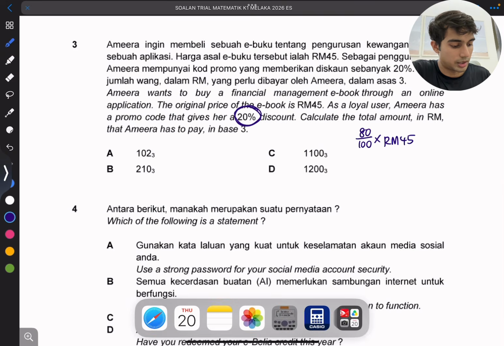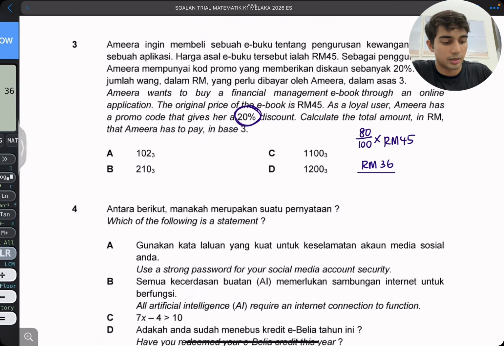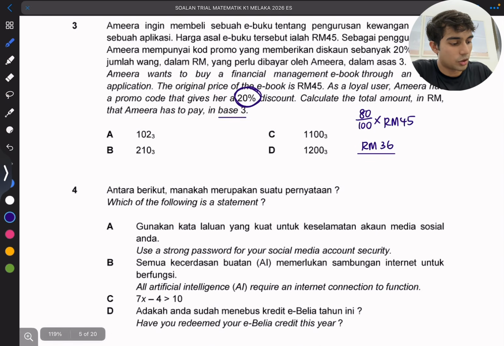So let's calculate. 80% of 45 is 36 ringgit. So this is in base 10, but the answer they want is in base 3. So we have to convert to base 3. Okay, so converting base 10 to base 3, you have to do the long division. Right, so we divide it by 3. So 36 divided by 3 is 12.